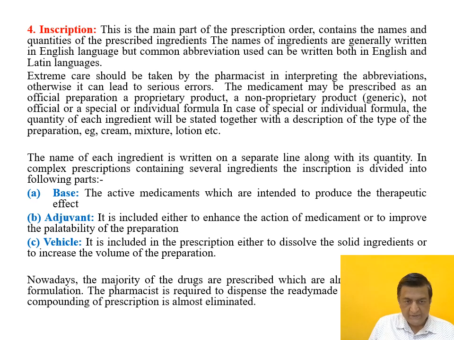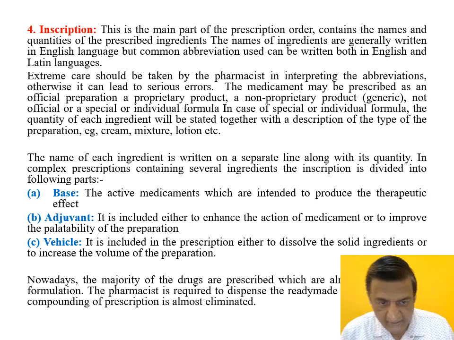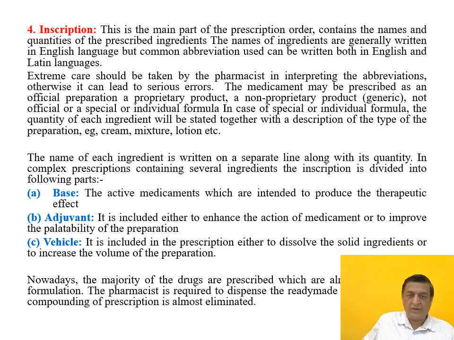In a complex preparation containing several ingredients, the inscription is divided into three parts. First part is base, the active medicament which is intended to produce the therapeutic effect. Next is adjunct. It is included either to enhance the action of the medicament or to improve the palatability of the preparation. Vehicle is included in the prescription either to dissolve the ingredient or to increase the volume of the preparation.